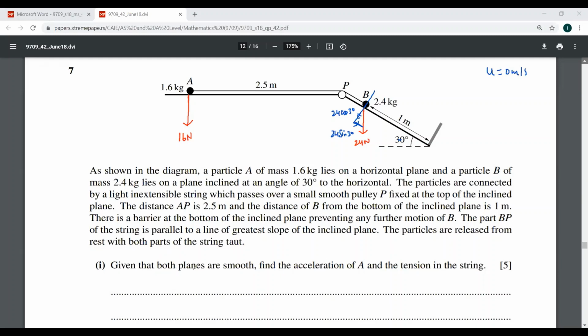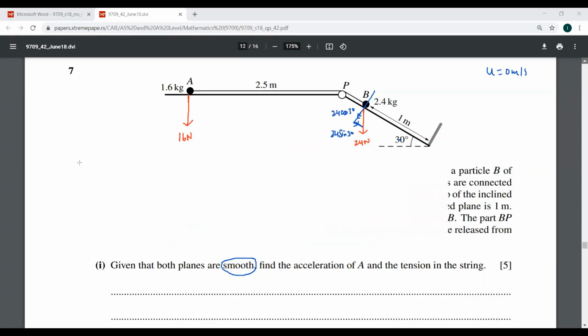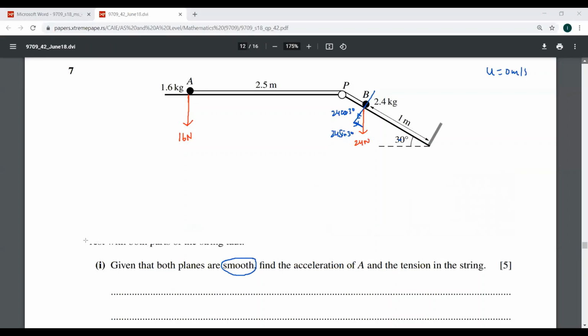Given that both planes are smooth, this is very important information. That means there is no frictional force, okay? Find the acceleration of A and the tension in the string. So we have to find the acceleration here. Let me cover this because I don't need this information now. I have to do my working here, okay? So we have to find the tension and the acceleration.